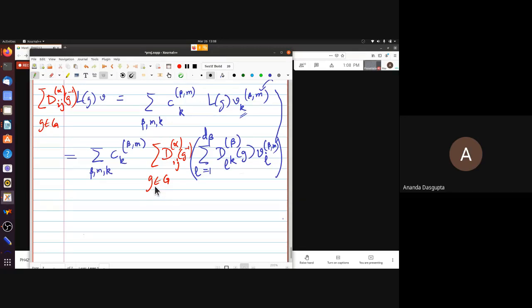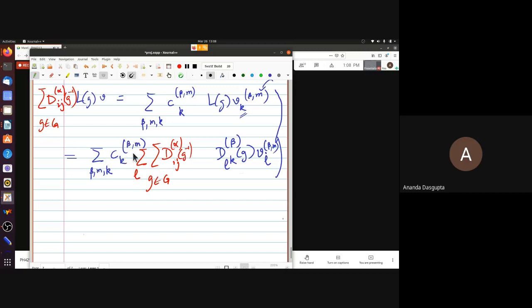Okay? Is everybody following this? And then all I do is change the order of summation. This summation was being done first, and you were doing this summation at the end. But what I'm going to do is just do the group summation first. I'll do the other after that.